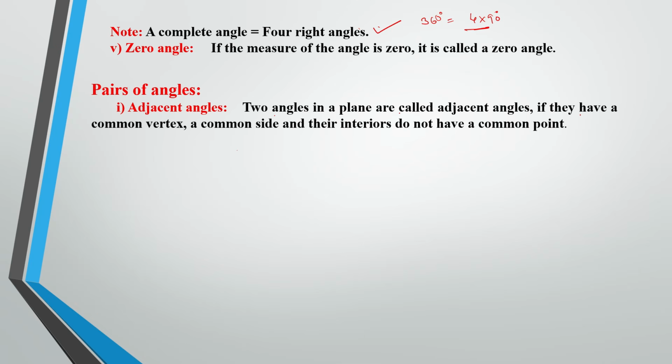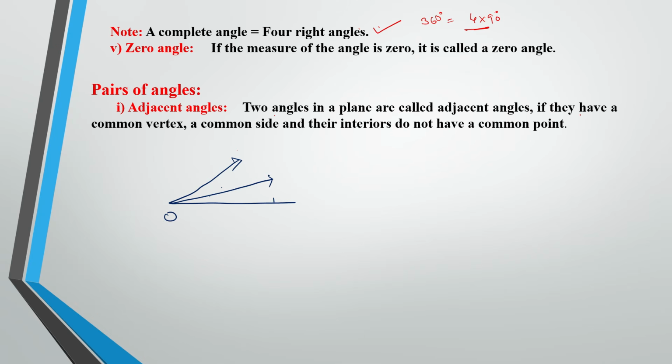And we can also define it like this. Two angles are said to be adjacent if they have a common vertex, a common arm, and the non-common arms should be on either side of the common arm. Non-common arms should be on either side of the common arm. Then only we say them as adjacent angles.